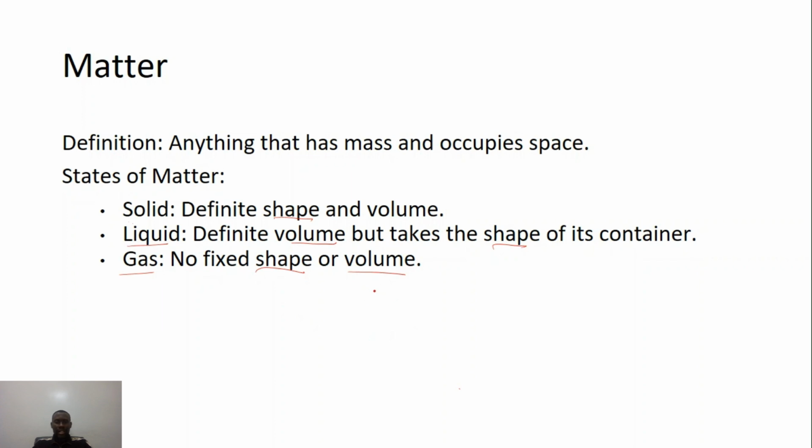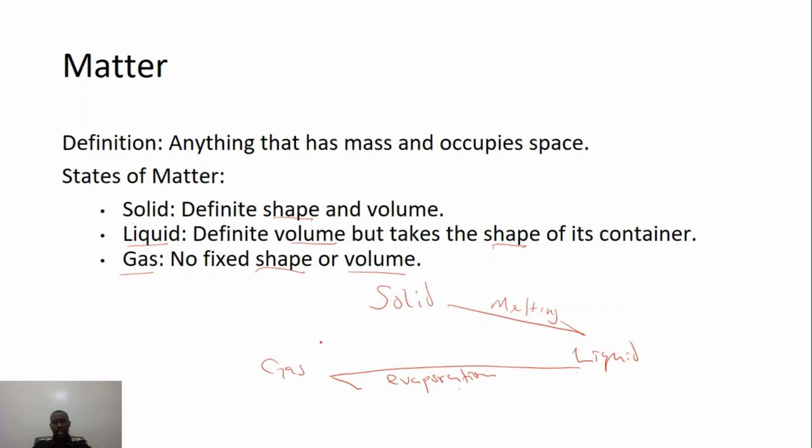The different states of matter are interconvertible. What do I mean? A solid can change into liquid, and this happens through a process called melting. Liquid can change into gas. This happens through a process called evaporation. And gas can change into solid through condensation. The reverse can also be the case, in which solid directly changes to gas.